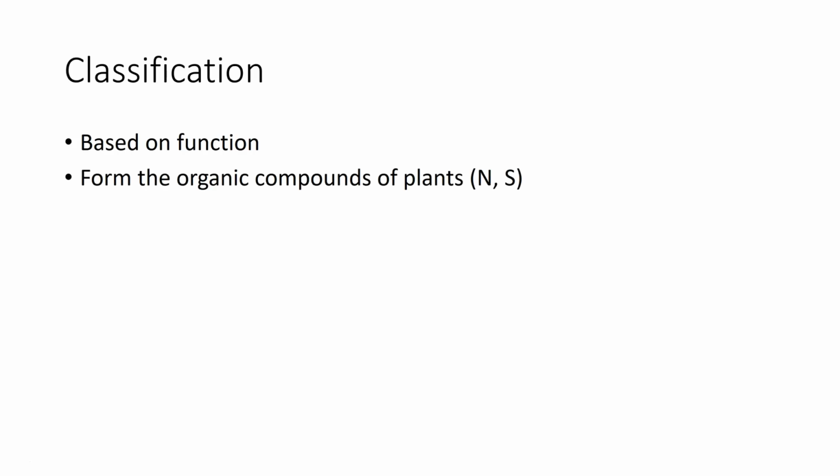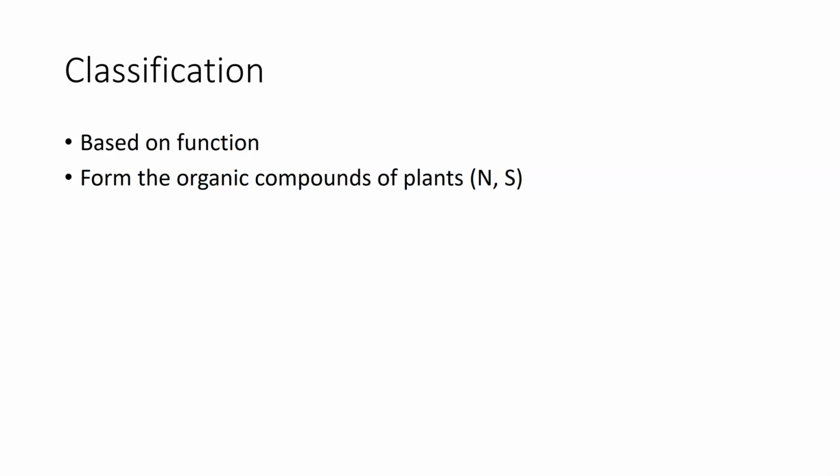Let's look at classification. There are many different ways that we can classify these. We're going to look at a couple of different ways that are common classifications. One is based on function. You're actually looking at what it does within the plant. Based on that, you place these in different groups. We have those that form organic compounds of plant. We're not necessarily going to go into the carbon, the hydrogen, and the oxygen, which are the main makeup of everything. We will talk about them as nutrients.